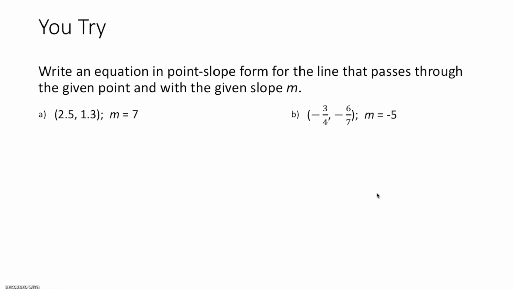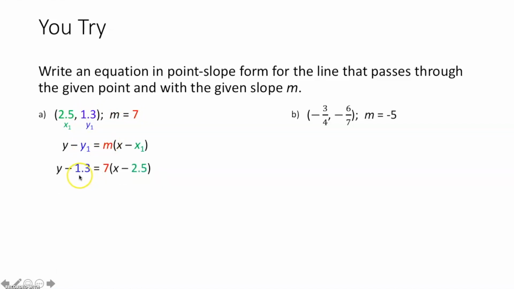You try! Okay, doing the same thing. Here we have our x sub 1 and our y sub 1, and we have our m. Make sure you label it. That way you know exactly where to plug it into point-slope form, which is y minus y sub 1 is equal to m times the quantity x minus x sub 1. 2.5 is going to go in for my x sub 1. 1.3, our y sub 1, is going to go in here, and 7 is going to go in for m right here.